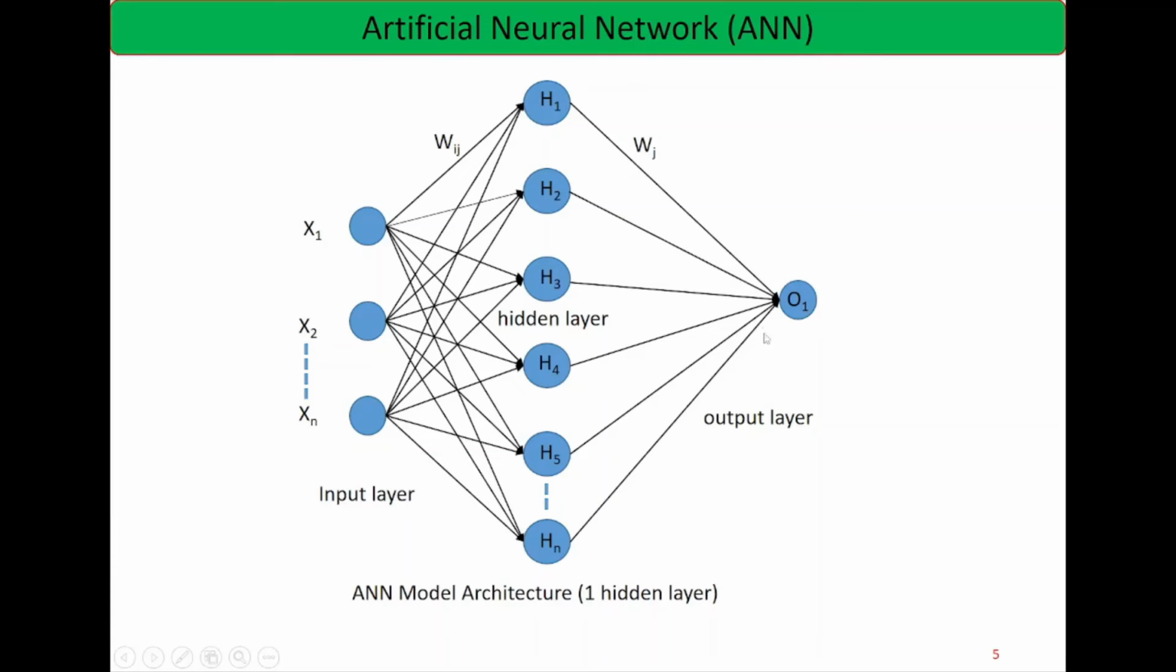This is the output layer. If it is a regression algorithm, there is one output. If it is classification, we will have 2 for binary classification. If multi-classification, maybe 3, 4, it depends on the need. So this is the ANN model architecture.